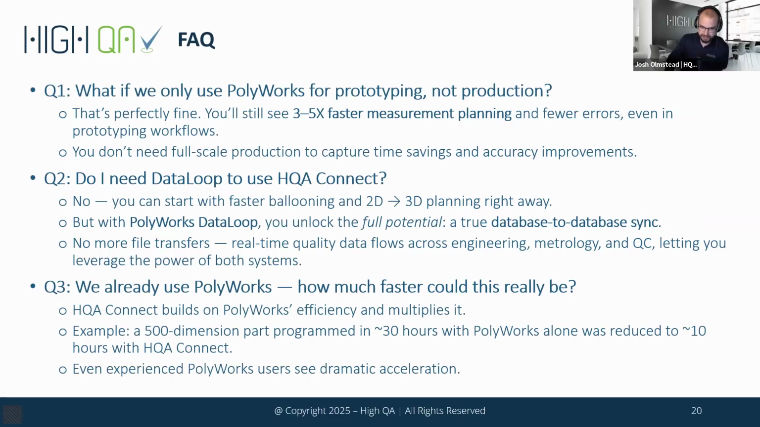Yeah, and it'll be a bit redundant here. I won't read it out perfectly, but the idea is that it doesn't really matter. Maybe you're only using it for a small subset of your machines. You're still going to see that 3 to 5 times faster measurement planning for all of those machines, and fewer errors, even in just a prototyping workflow or where you're only using a few of your machines. So you don't need full-scale production to get those same levels of time savings or accuracy improvements.